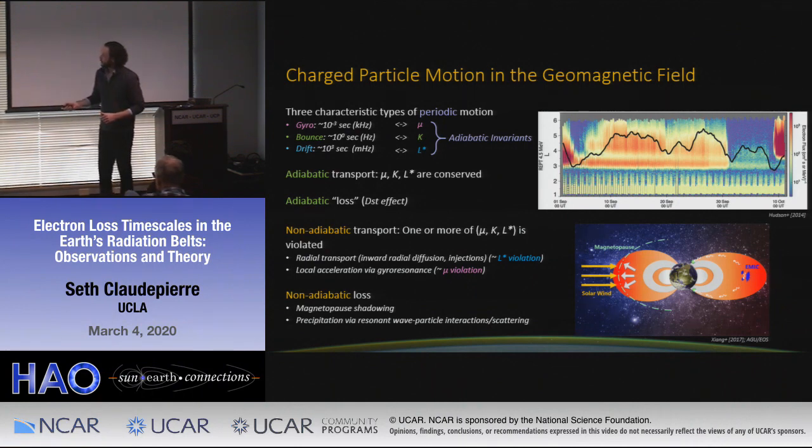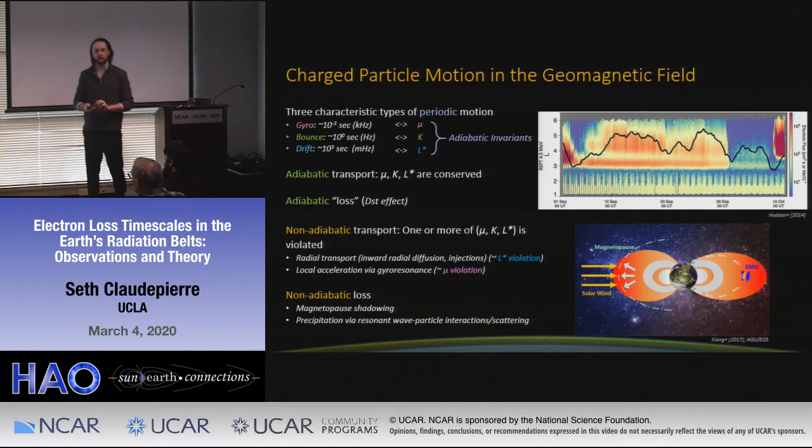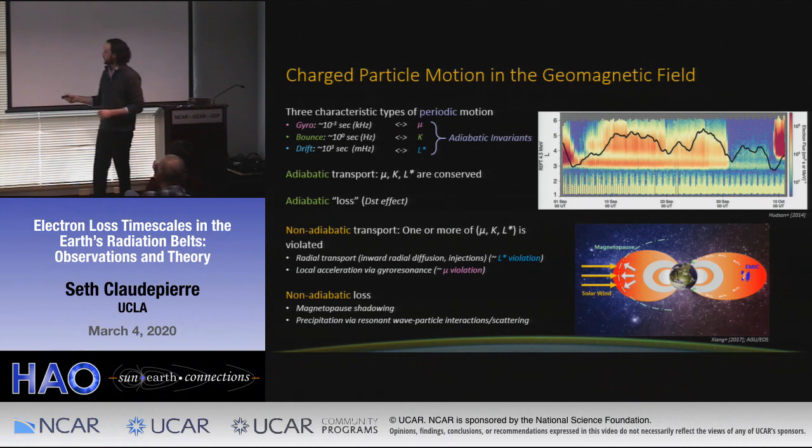We have a secondary type of loss process that we know is important, and this is resonant scattering, resonant wave particle interactions that scatter particles out of the radiation belt and precipitate them along the field lines down into the Earth's upper atmosphere, which we call precipitation. I'll talk more about this: you have some wave particle interaction that occurs out here, and the particle changes its pitch angle and ultimately winds up down in the atmosphere. So this is primarily the interaction that I will describe today.